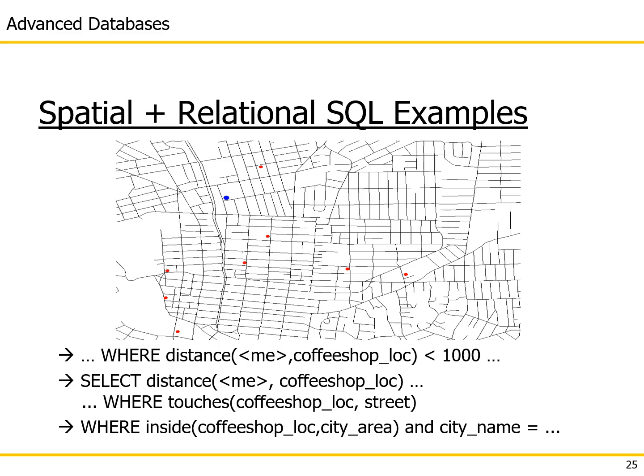Or I could augment that by setting another condition where the coffee shop location is inside the city area, which means this is containment. So this coffee shop is in this city, where the city name is so and so. Now you see we're mixing SQL and spatial, and I'm still sticking to the SQL syntax, which turns out to be a great advantage because it simplifies the development of spatial applications a lot. A spatial application like Uber could not have existed without this level of simplicity when we manipulate spatial data.